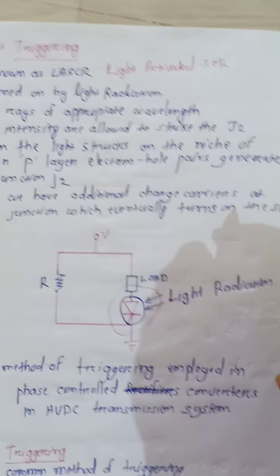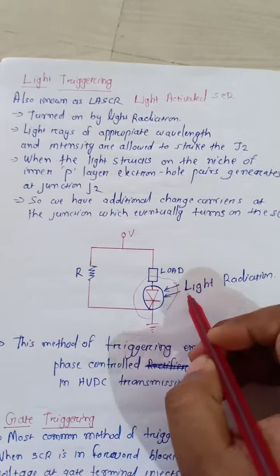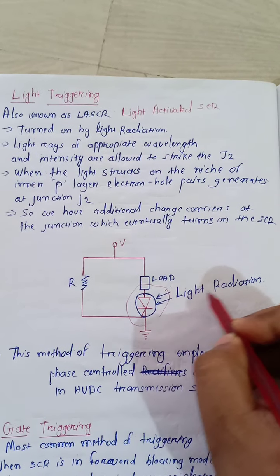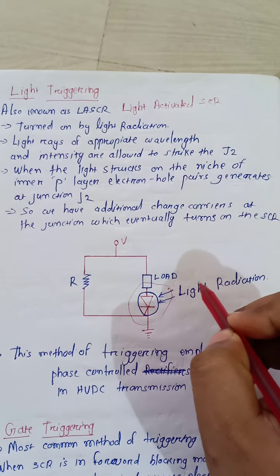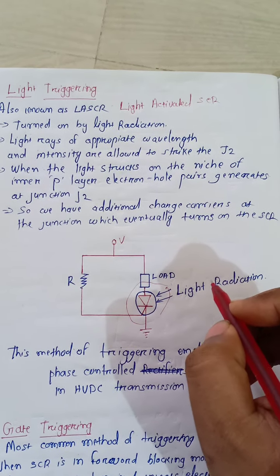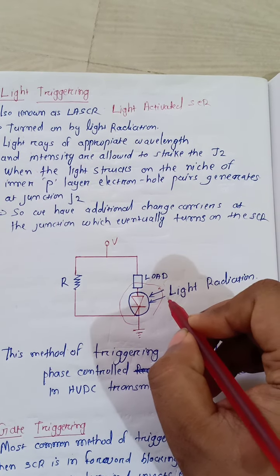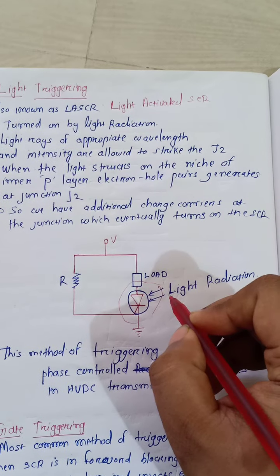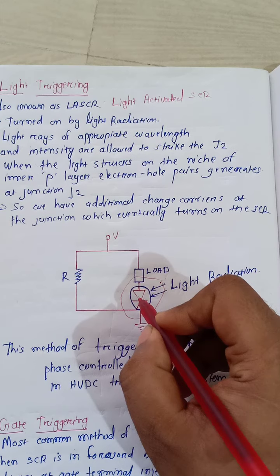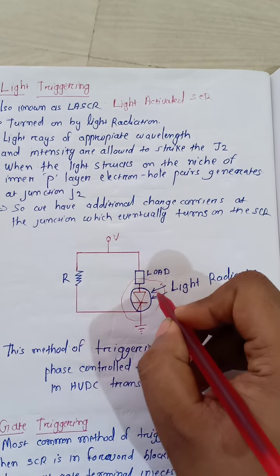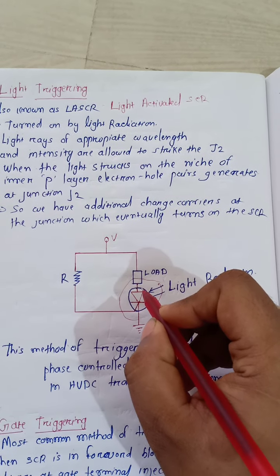So how will the SCR turn on by this method? This is light radiation. Light rays of appropriate wavelength and intensity are allowed to strike the J2 junction. So then what will happen? Electron and hole pairs generate at junction J2. So we have additional charge carriers in the junction, which eventually turns on the SCR.